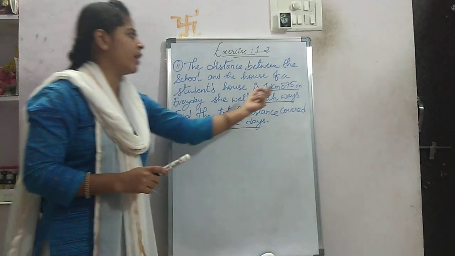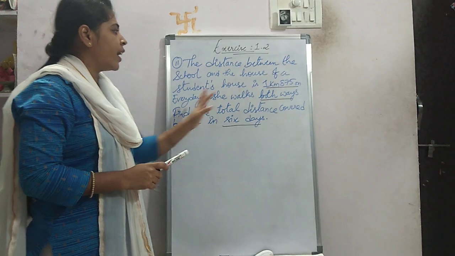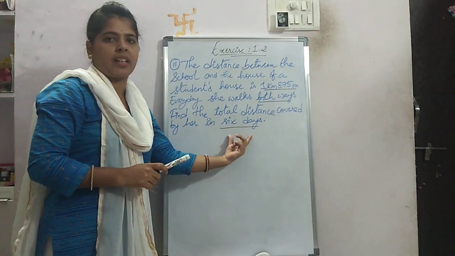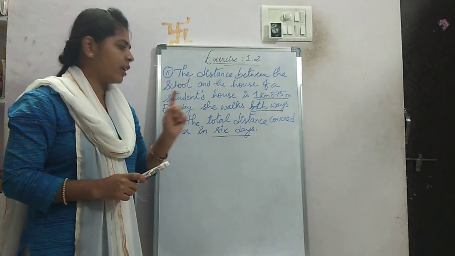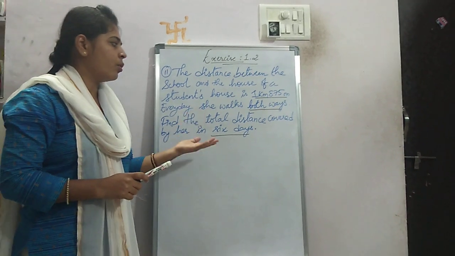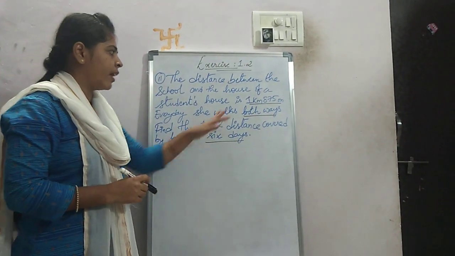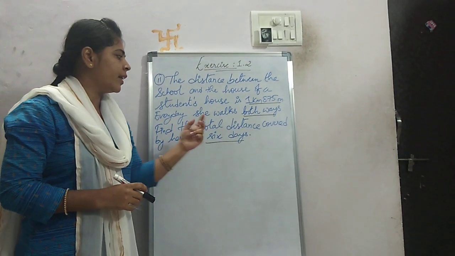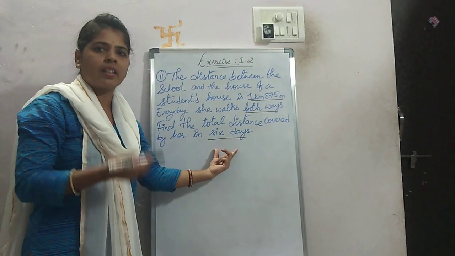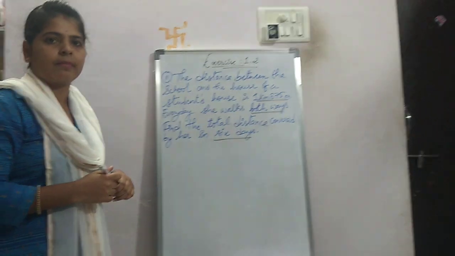So you have to double this value and then find the same for 6 days. The value which you have doubled, you have to find it for the 6 days. Finding for 6 days is nothing but multiplying the value. So you have to double the given value and multiply it with 6 for 6 days. We will see the solution here.